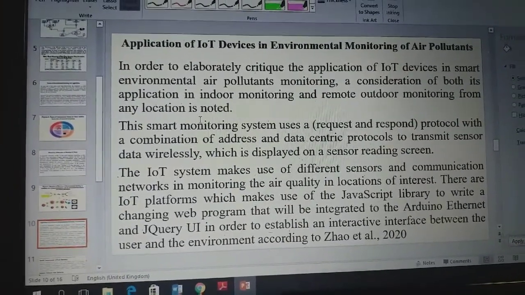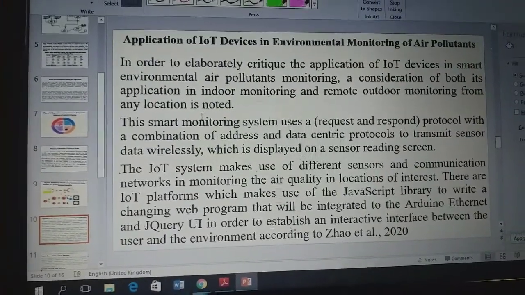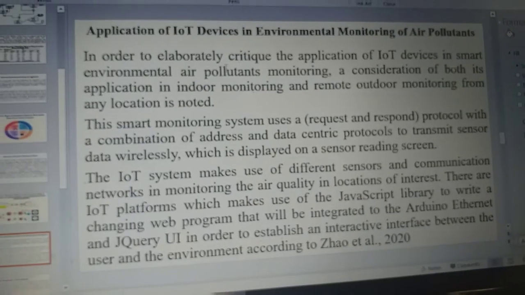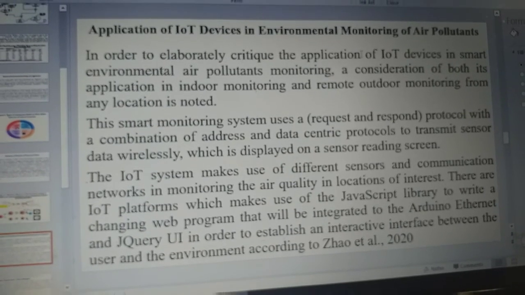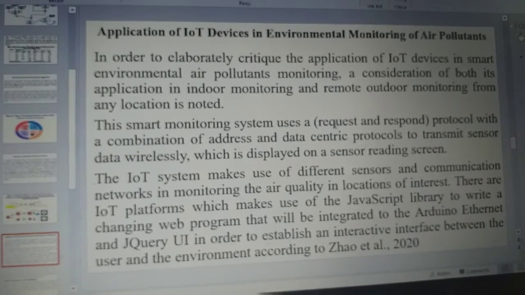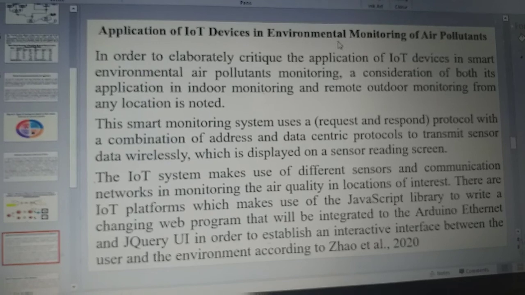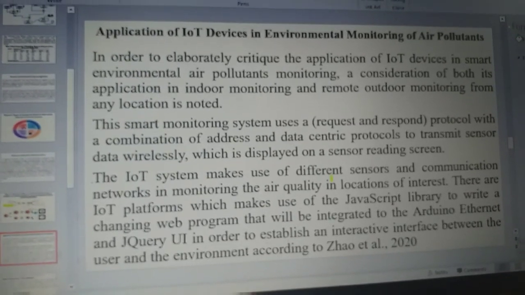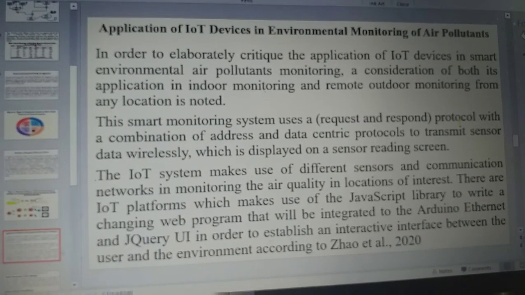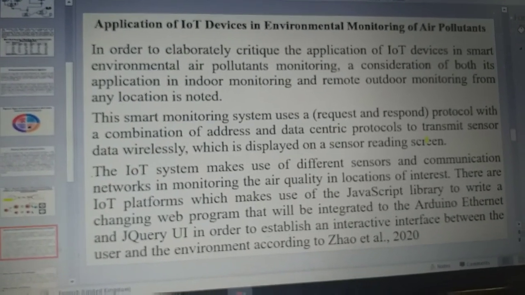You have application of IoT in environmental monitoring of air pollutants, which is going to be discussed soon. In this IoT device for environmental monitoring of air pollutants, the smart monitoring system uses a request and responder protocol with a combination of address and data-centric protocols to transmit sensor data wirelessly, which is then displayed in a reading system.